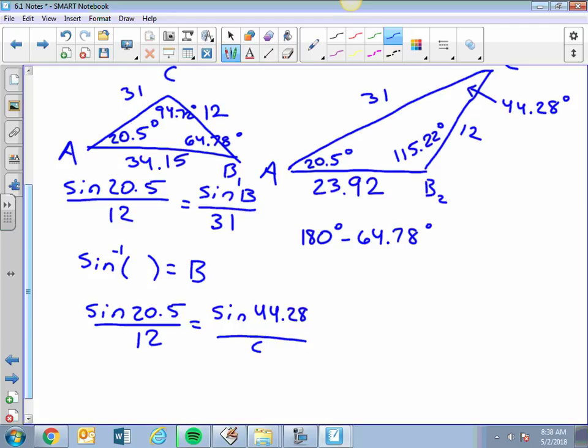We'll go with 23.92. All right, so that would be the angle given. Okay, so it looks like that one would check out as well. Across from 44.28, that should be the second biggest side, and it is, so that's a good thing. And then across from 20.5 is 12, and then we were provided with our biggest side length on the one on the right side here. So that is how you have two different triangles.